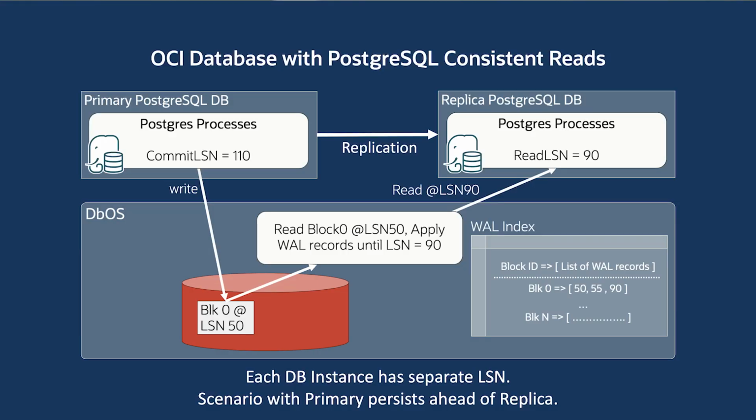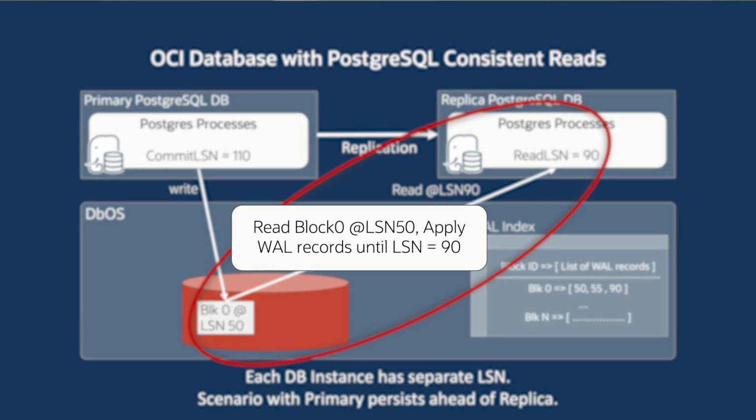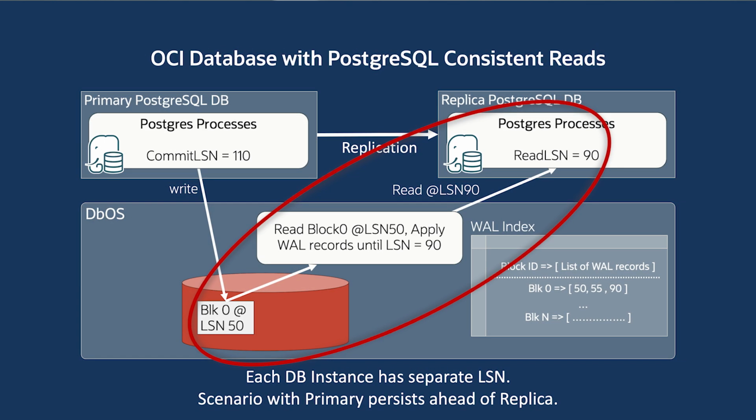Right. It is possible that the primary has not persisted the page as of the replica's read LSN. The process of flushing pages on primary is independent of the replica's LSN. And in that case, the primary reads an old version of the page from the shared disk and on the fly replays any WAL records applicable to this page to bring the page to its current read LSN. To make the WAL replay efficient, each replica maintains an in-memory index of all the WAL records needed to reconstruct the page. In this figure, the primary has persisted block 0 at LSN 50, while the replica is at LSN 90. When the replica makes a read request for the block, DB optimized storage applies all WAL records between LSN 50 and 90 and then returns the page to the replica.